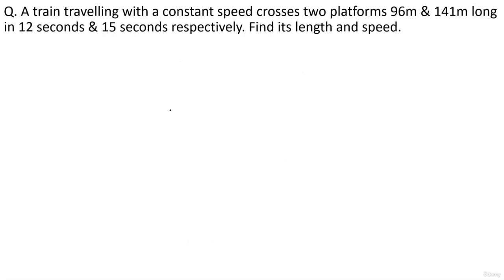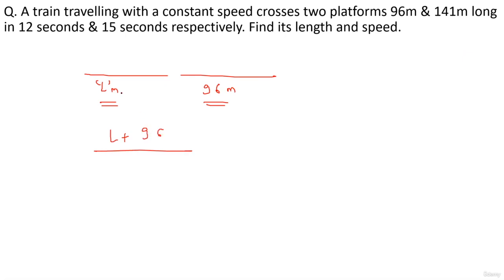Okay, a train traveling with a constant speed crosses two platforms 96 meters and 141 meters long in 12 seconds and 15 seconds respectively. Okay, so let's formulate everything. Let's say this is the train having length L meters. It is supposed to cross a platform 96 meters long, right? Again, as I said previously also, a platform is nothing but a stationary train. So to overtake this particular platform, the train will travel a distance of L plus 96, right? Upon time taken, which is how much? 12 seconds. So the speed of this train is L plus 96 divided by 12.